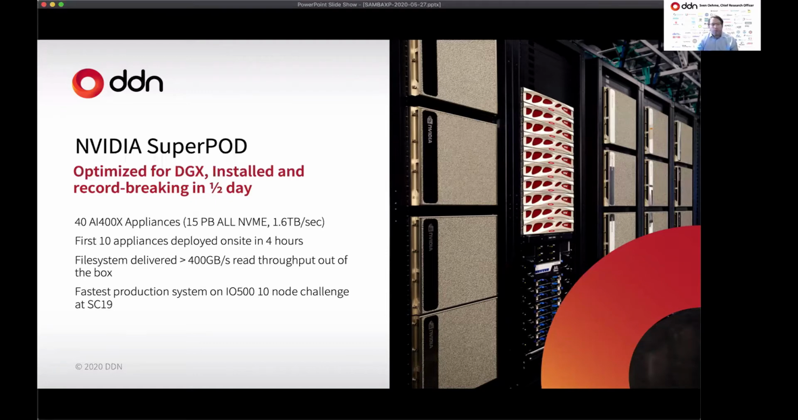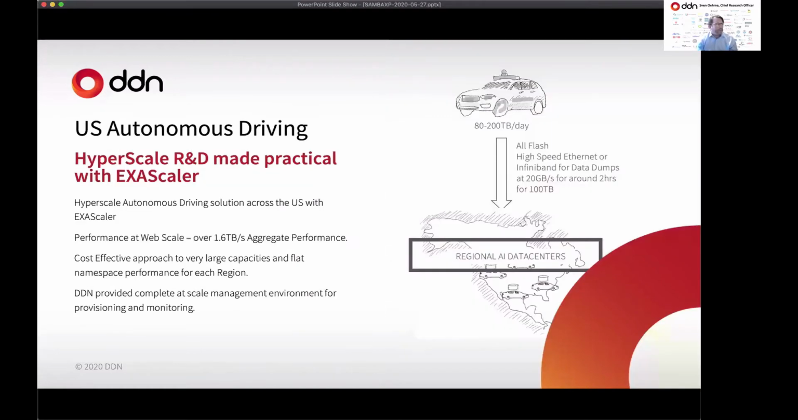So this is one example of things we do. We also have a couple of deployments with autonomous driving companies. This is just one example. The system delivers 1.6 terabytes per second throughput. That particular customer collects between 80 and 200 terabytes of data per car per day.